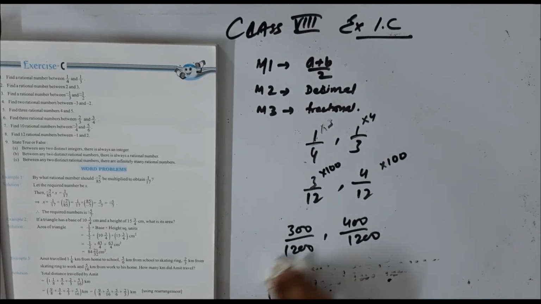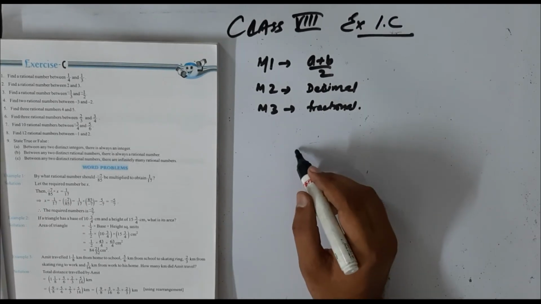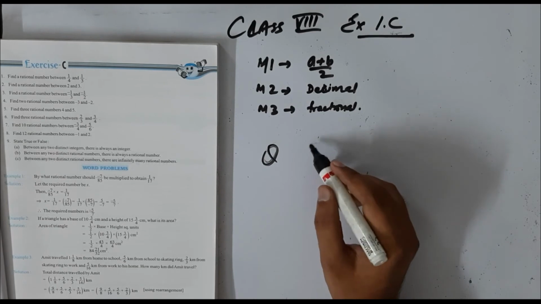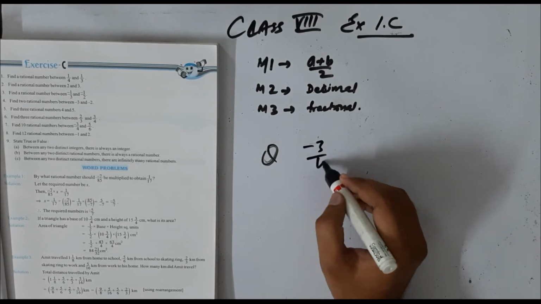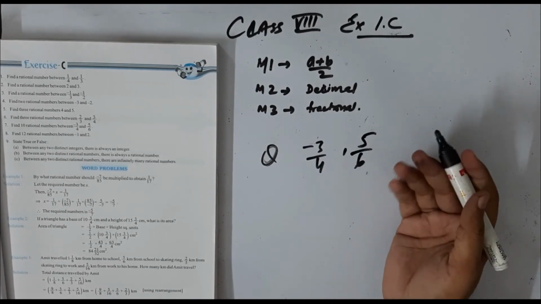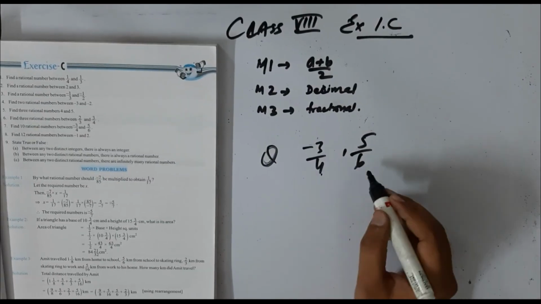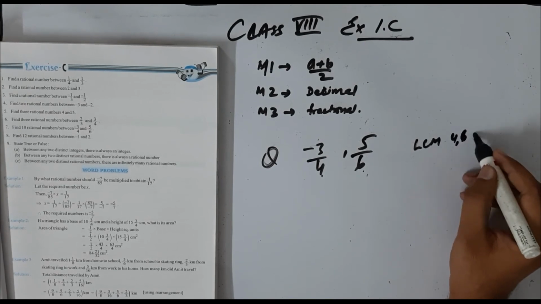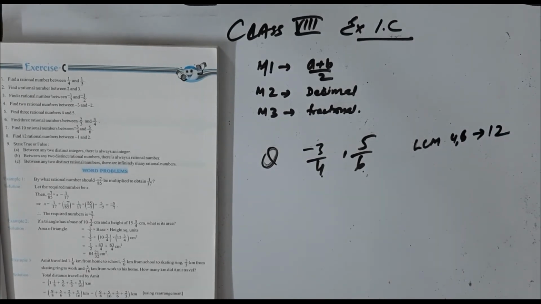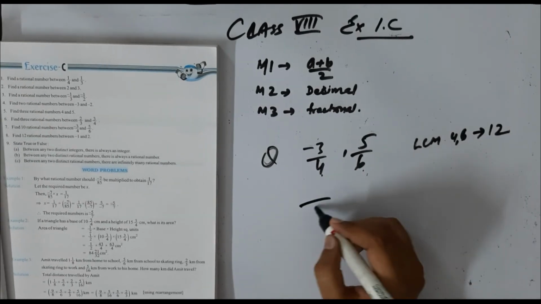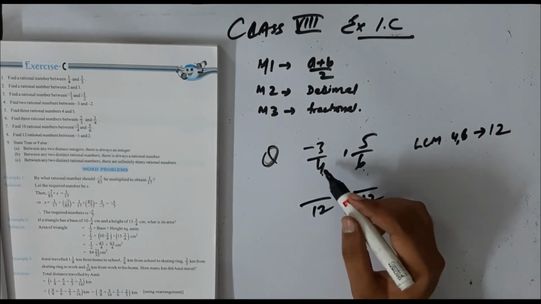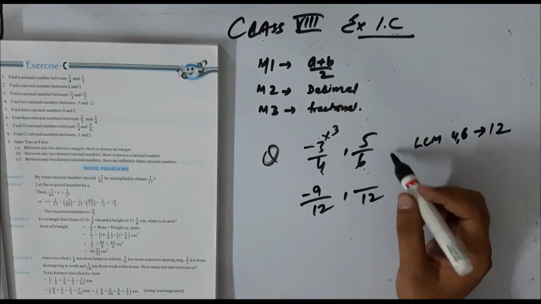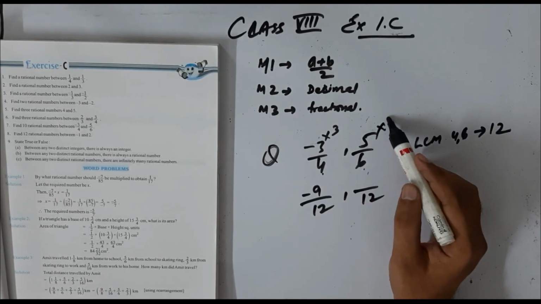Let's see another question based on this fraction method. We have a question: insert 10 rational numbers between -3/4 and 5/6. So what I told you, take their LCM. LCM of denominators 4 and 6. That gives 12. LCM of 4 and 6 is 12. So make it 12 and make this 12. What should be multiplied to make it 12? 3 times. It gives -9. What should be multiplied to make it 12? It should be 2 times.